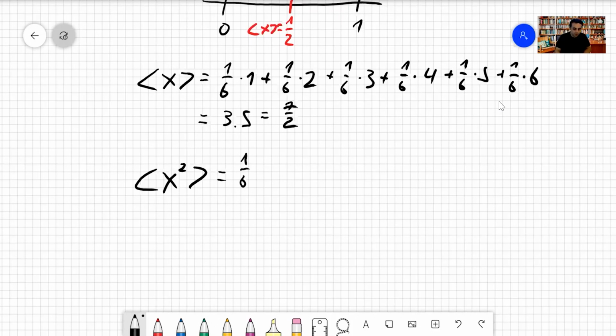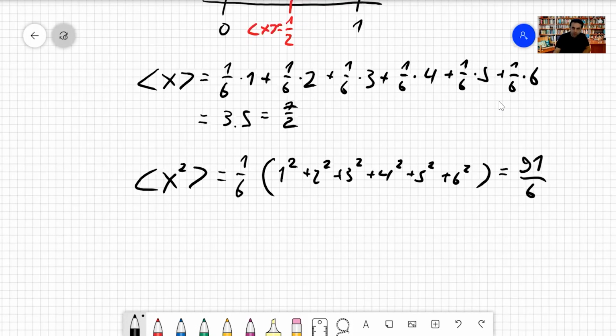Okay, well, some of you got it right. So the expected value of x squared is 1/6 times, now all of them have the same probability, so I just take 1/6 outside of the parentheses, times 1 squared plus 2 squared plus 3 squared and so on. Which equals 91/6, which is approximately 15.2. So now we can calculate the standard deviation of x. Does anyone want to calculate and let me know what the answer is?